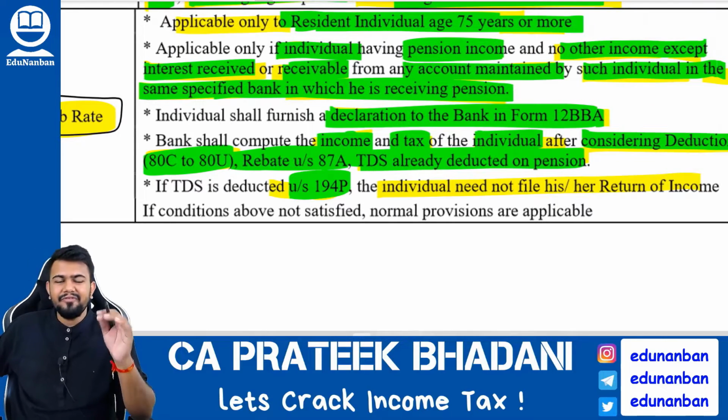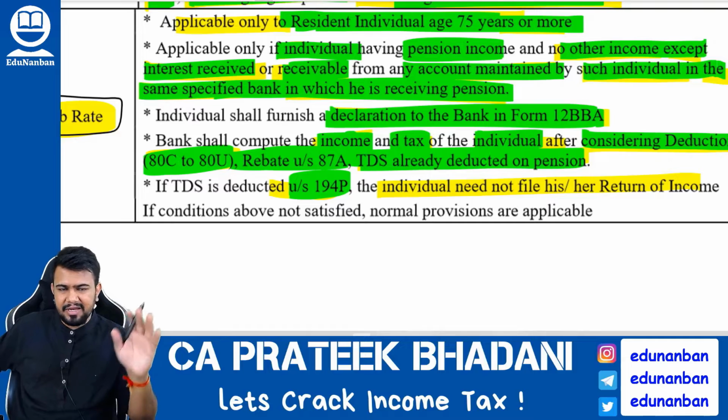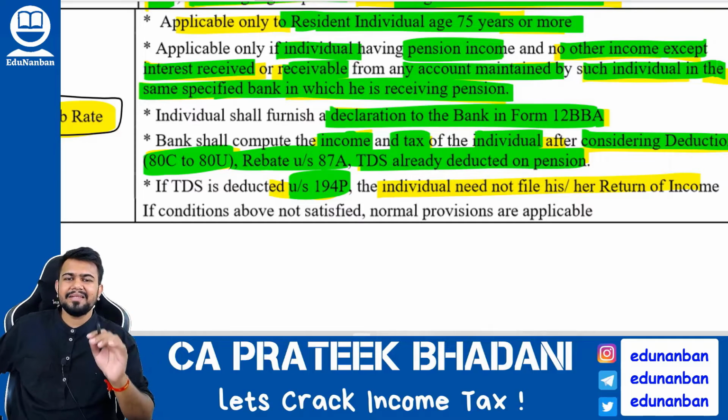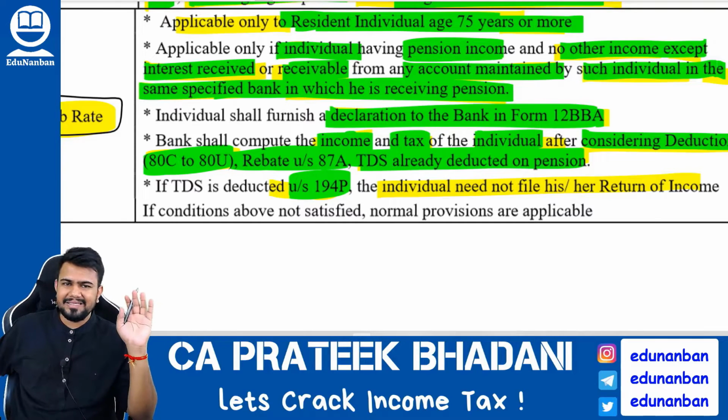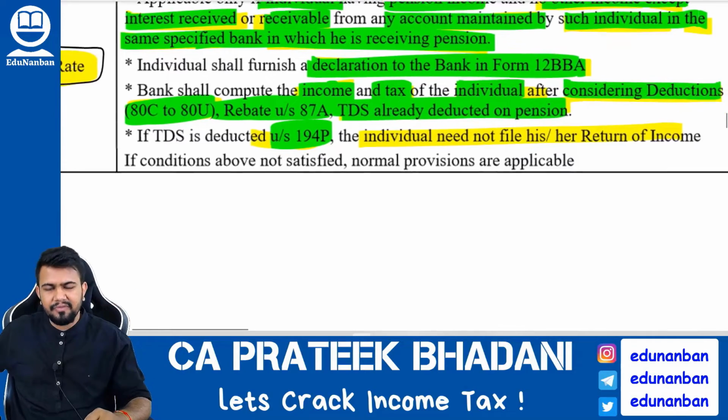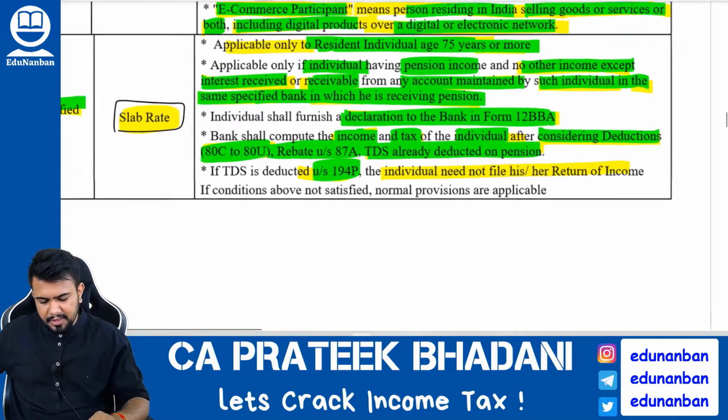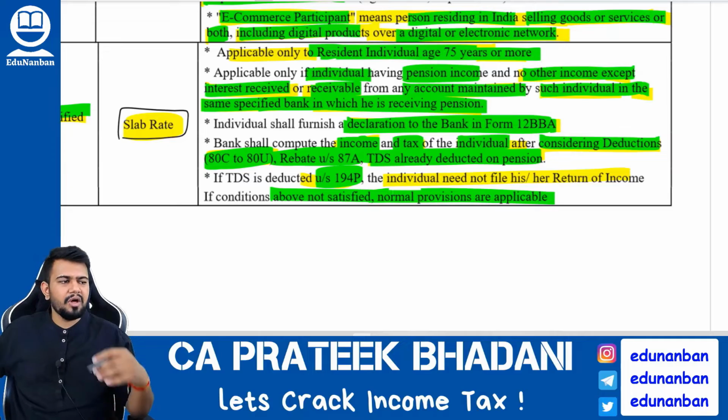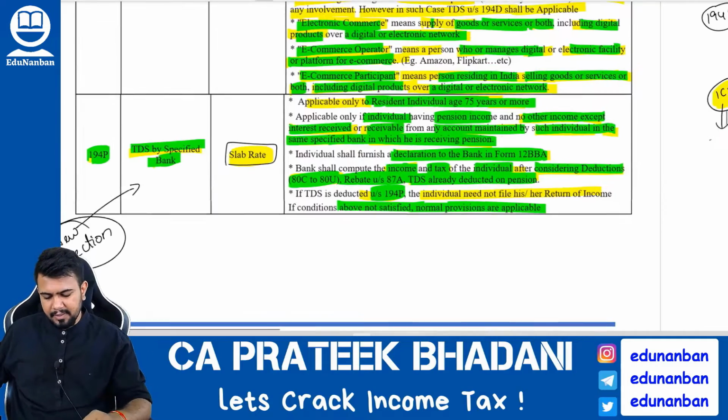Okay. If the bank is deducting TDS under section 194P, then that resident individual need not file his income tax return. He is exempt from filing his income tax return. Okay. If conditions are not satisfied, the normal provisions as usual will be applicable.